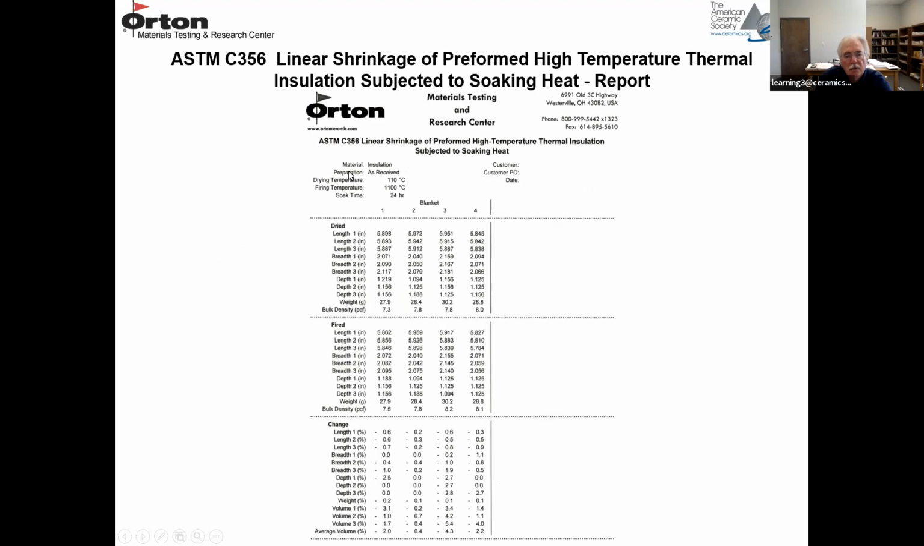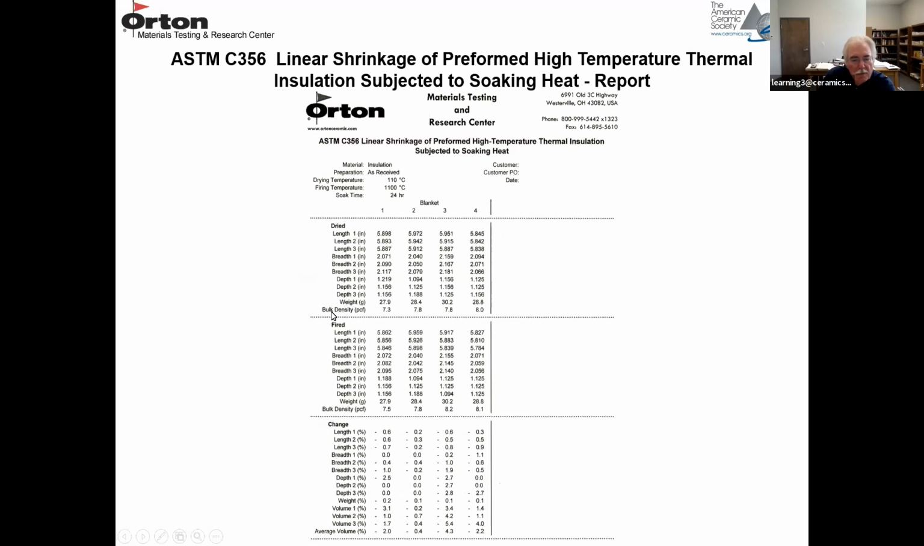And the report would look something like this. This is the C356, reheat shrinkage on thermal insulation. This sample was dried at 110 degrees C and then reheated at 1100 degrees C and held for 24 hours. 4 samples are used for the average, and you can see there were 3 lengths, 3 widths, and 3 depths, and the weight measurement.